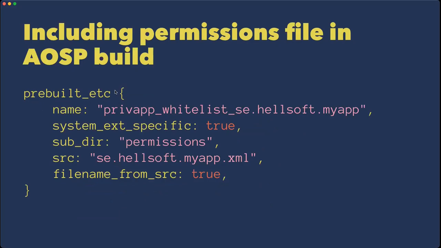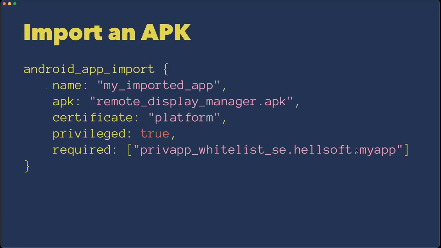For this file, you need a separate Android BP, or you could also put this prebuilt etc statement in the same Android BP you had for the Android app import. Doesn't matter. You can have multiple statements in one BP file, and then you provide the name for it. And remember, privapp whitelist SE health of my app, that was the same one as that one.